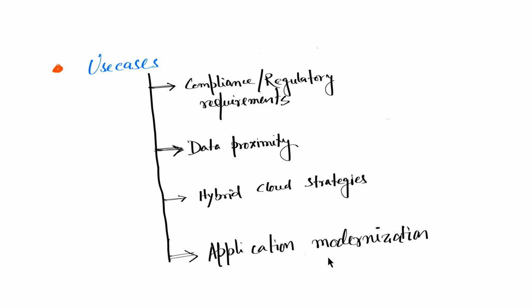So what are the use cases where we would like to run our workloads externally? Because of certain compliance or regulatory requirements, we may need to run our workloads on premises. Data proximity: we may want to run our data processing workloads at edge locations for higher bandwidth and low latency, for example, IoT applications. For hybrid cloud strategies, we can take advantage of a phased approach for cloud migration.